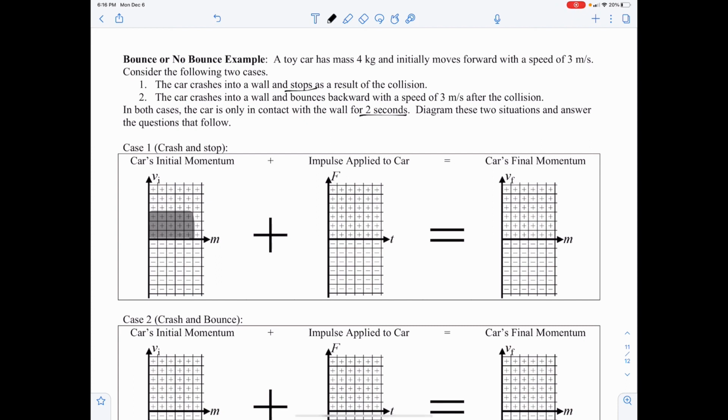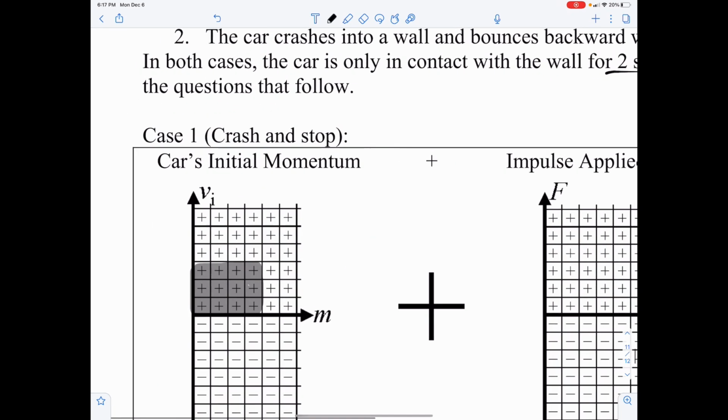In case one, we stop. The final momentum is brought to 0. So what does that mean? I drew 15, didn't I? Sorry. Let me fix that. 4 times 3 would be 12 momentum units. So it would be this bar graph right here. There we go. So in case 1 it would be 12 kilograms meters per second.